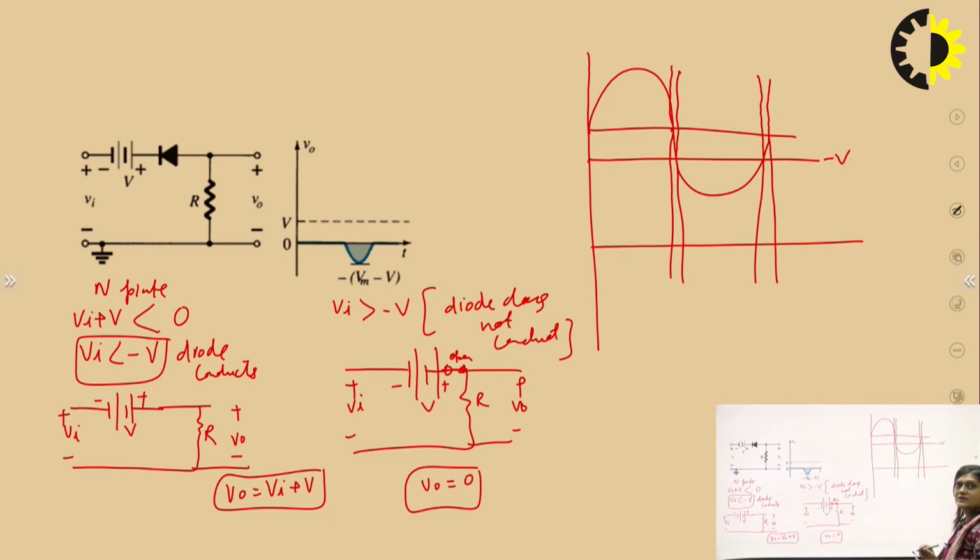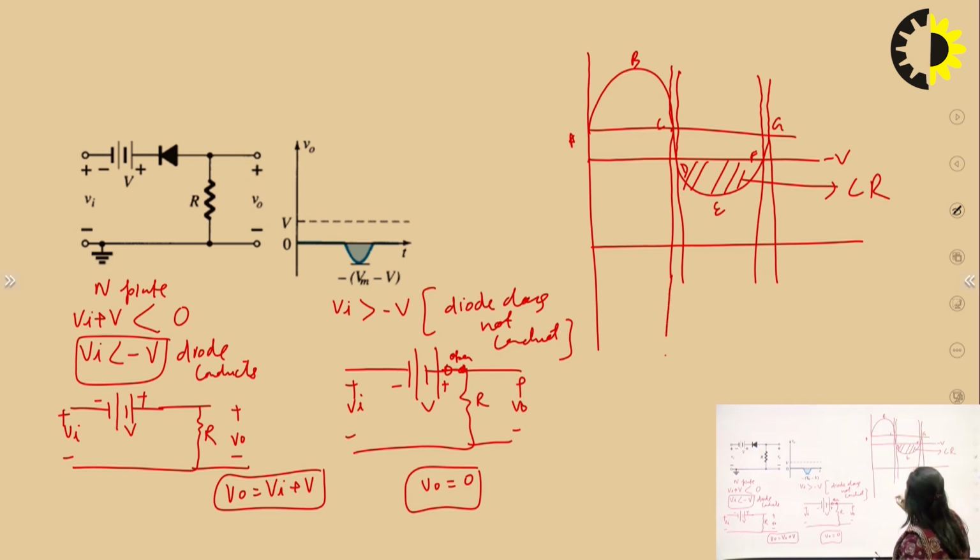Okay, now we can give the names to these points: A, B, C, D, E, F, G. Okay, now we have to find the conducting region. So we can see Vi less than minus V, diode conducts. So this is our minus V, and this is our Vi less than minus V. So this region is the conducting region.